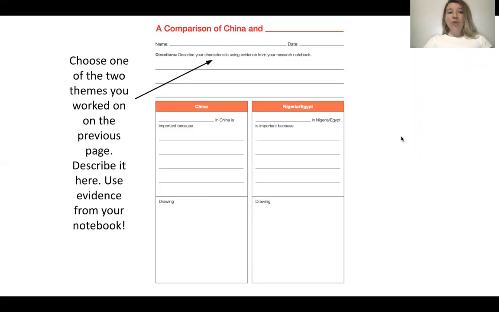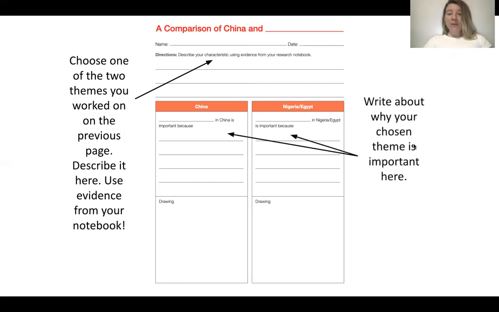Next, you will choose one of the 2 themes you worked on the previous page. This is where you get to pick your favorite and the one you know a lot about. Describe it here and use evidence from your notebook. So this is where you're giving a general overview of your theme. What is culture? What is government? Describe to your reader what that theme is.